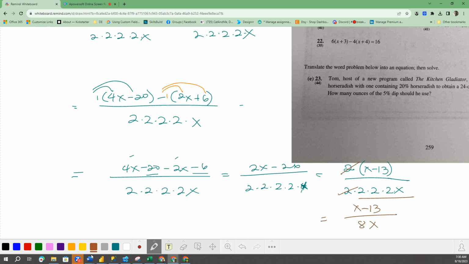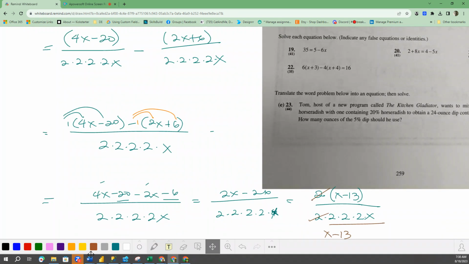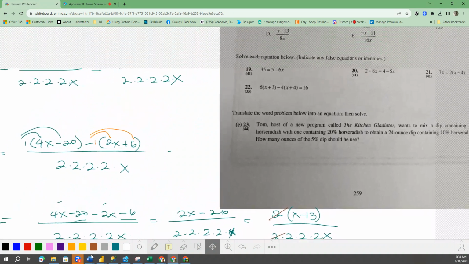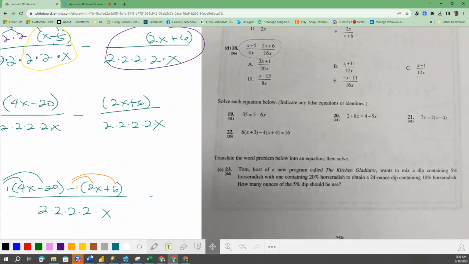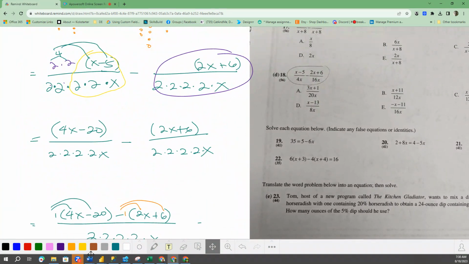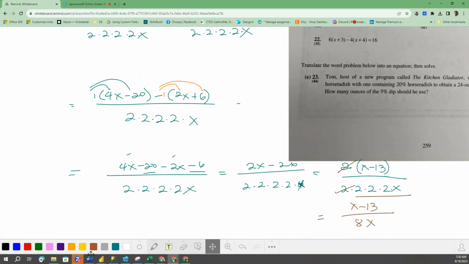Okay? So let's see if we answered this correctly. X minus 13 over 8x. Yes, that's the answer. Okay, so try this. This is a little bit harder, but it would be good for you to try. Okay?